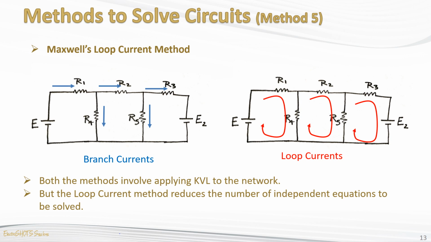So Maxwell's loop current method is an enhancement to reduce the mathematical equations. Fewer independent equations need to be solved, making it easier, and therefore the chances of making mistakes are also reduced. The method is the same, as both involve KVL, only a single loop current is assumed instead of different branch currents, keeping the unknowns fewer so that fewer mistakes are made.